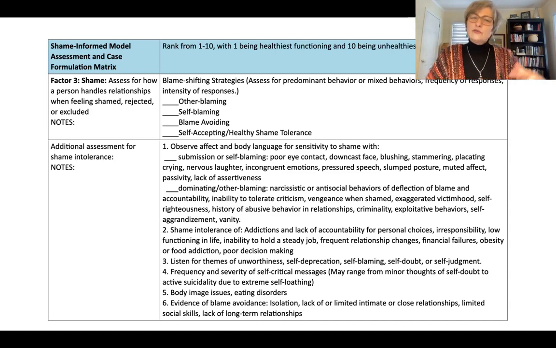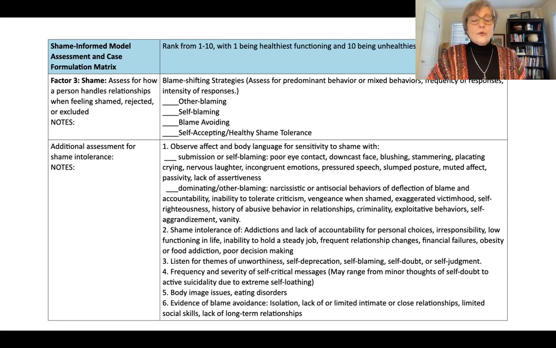So we want to rank those and say, are they a 10 on the other blaming scale? Are they Donald Trump, right? Are they a severe narcissist, or maybe a more moderate narcissistic personality, etc.? And we want to look for the frequency and intensity of these responses. There are some other additional assessments for shame intolerance.